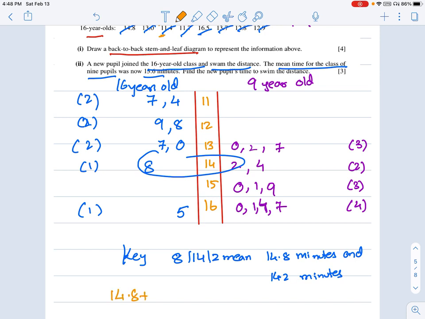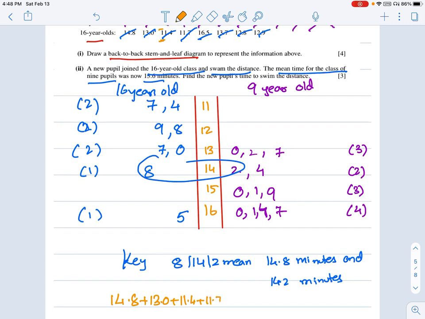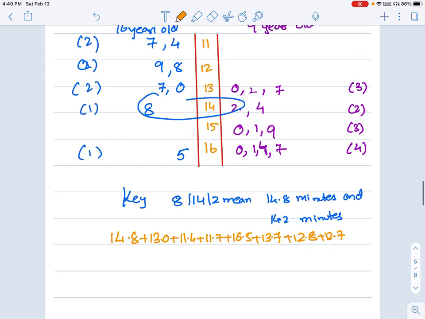14.8 plus 13.0 plus 11.4 plus 11.7 plus 16.5 plus 13.7 plus 12.8 plus 12.7. This all has been added up.